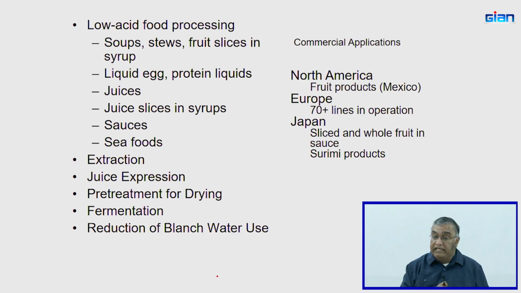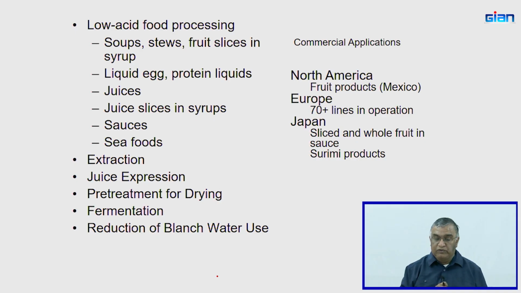So, ohmic heating can be used for a number of different types of products like soups, liquid egg, juices, seafood. It can be used for extraction, fermentation. Interestingly, when you apply an electric field under certain conditions, it is going to stimulate the growth of microorganisms. So, you can accelerate the fermentation process with ohmic heating.